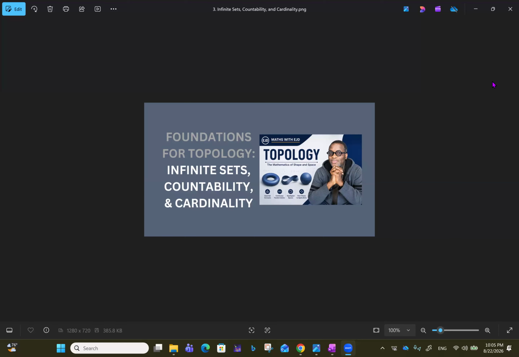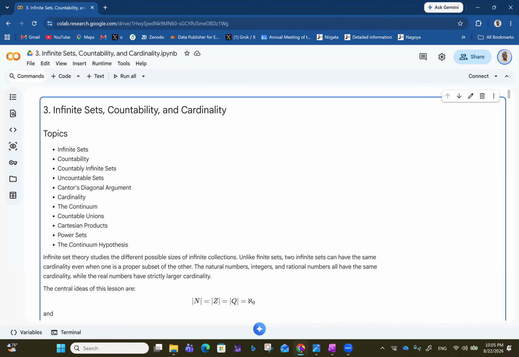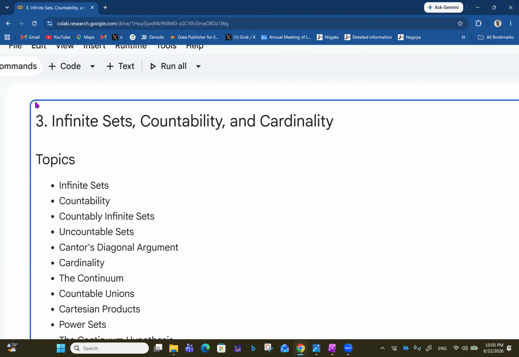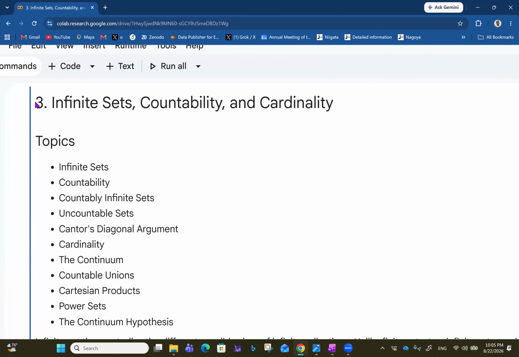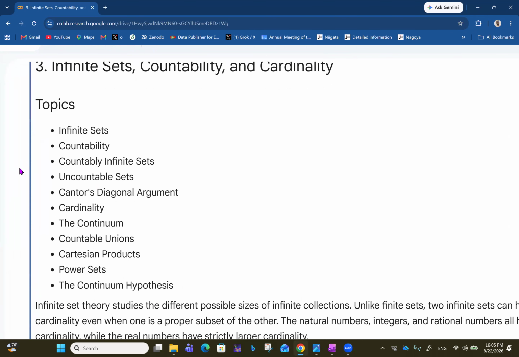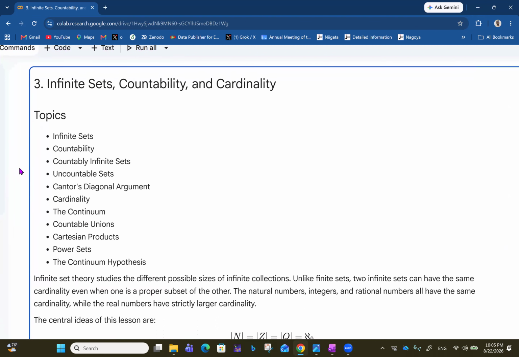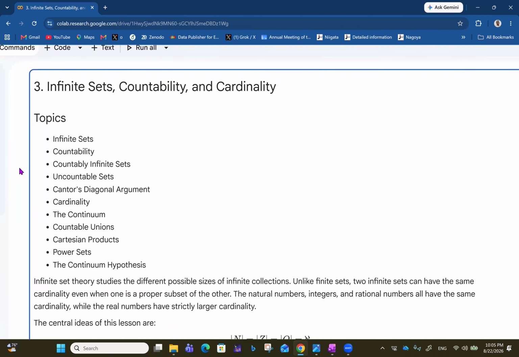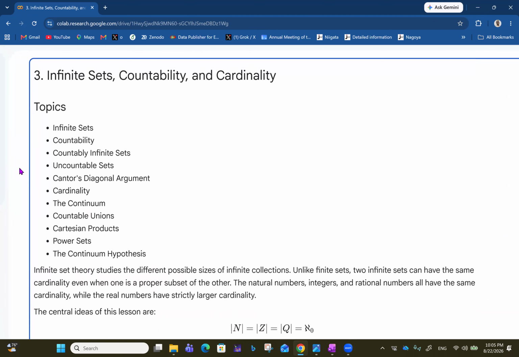We continue with the foundations for topology by considering infinite sets, countability, and cardinality. Okay, so we know countability relates to counting, right? And cardinality talks about the number of elements in a set. So how then can we talk about countability and cardinality for infinite sets, because infinite sets are supposed to be sets that have an unlimited number of elements?